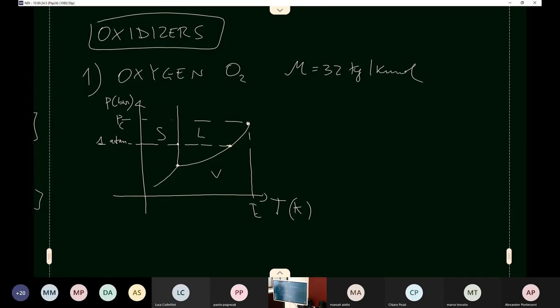So let's see where these points are placed. The first point is the normal boiling point, which is the liquefaction temperature or the boiling temperature at one atmosphere. So this is the boiling point. And for oxygen it is 90 Kelvin.